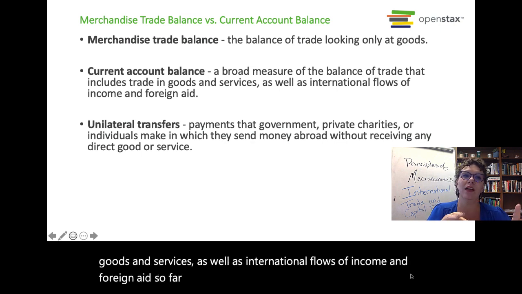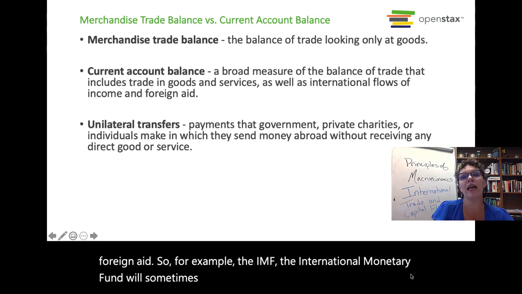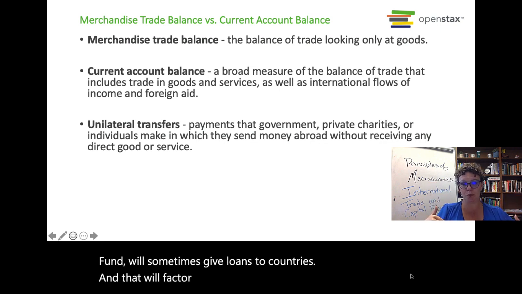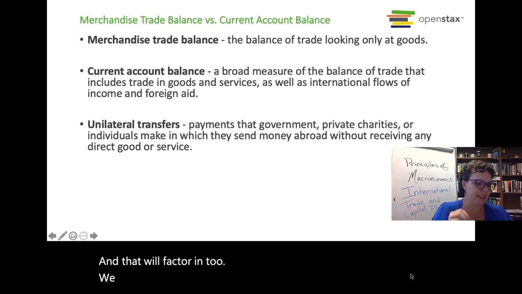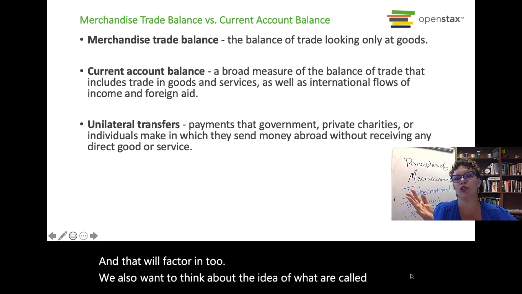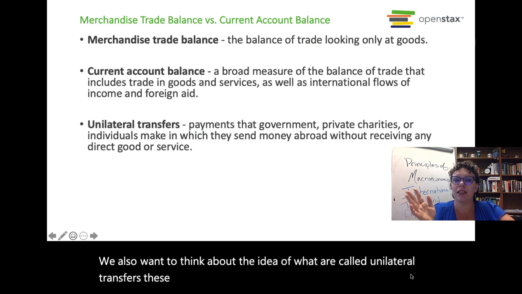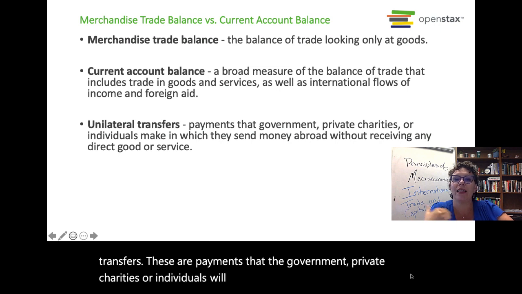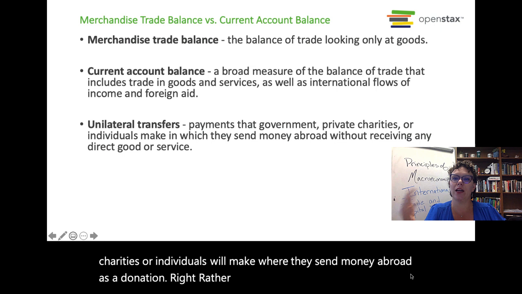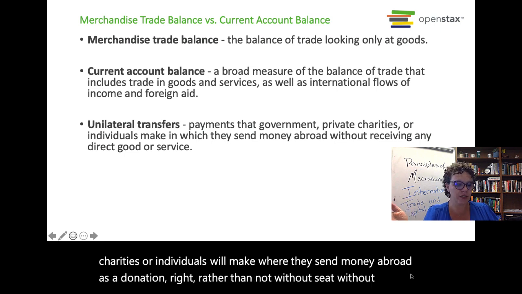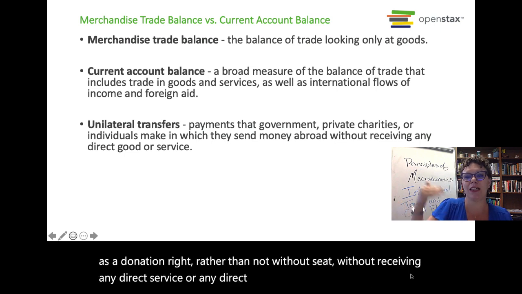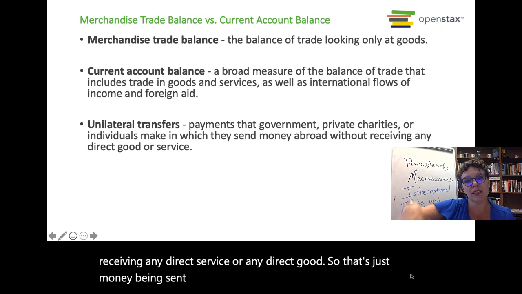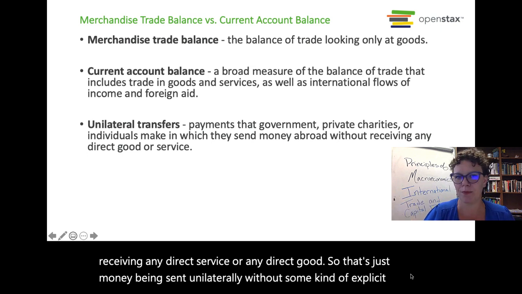So for example, the IMF, the International Monetary Fund, will sometimes give loans to countries, and that will factor in too. We also want to think about what are called unilateral transfers. These are payments that the government, private charities, or individuals will make where they send money abroad as a donation, without receiving any direct service or any direct good. And so that's just money being sent unilaterally without some kind of explicit compensation.